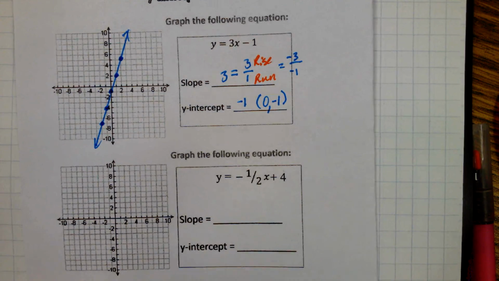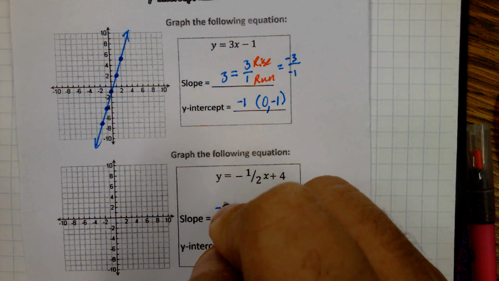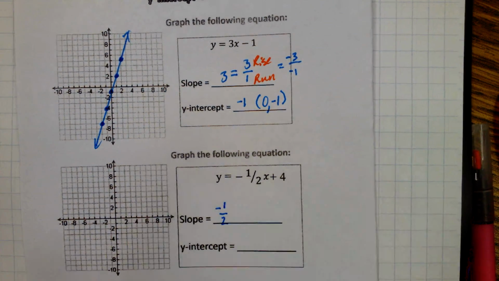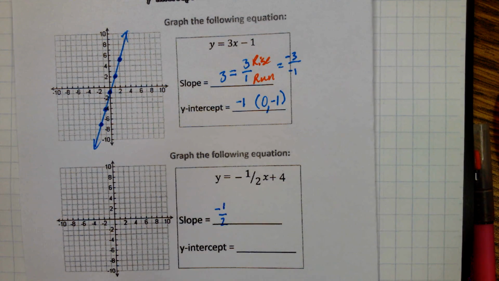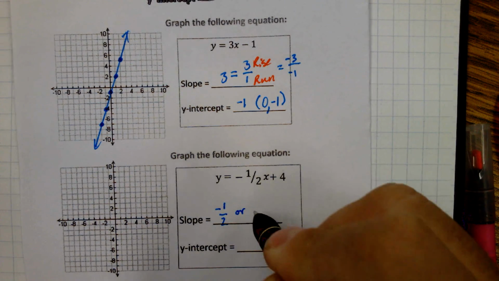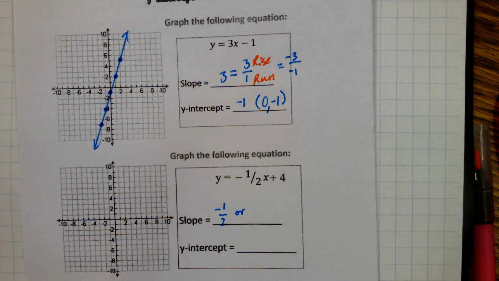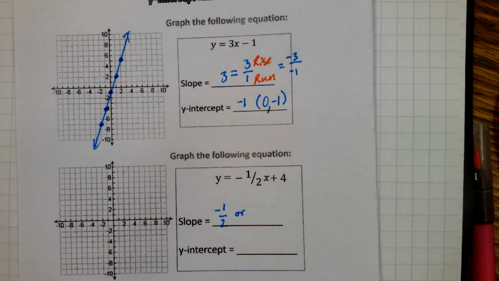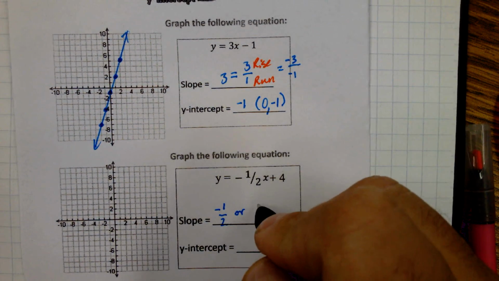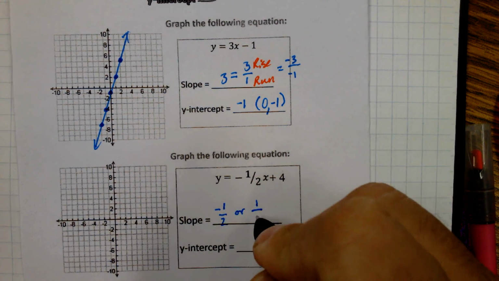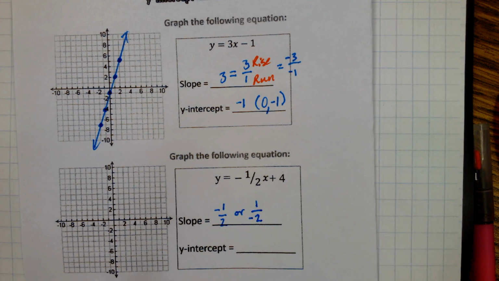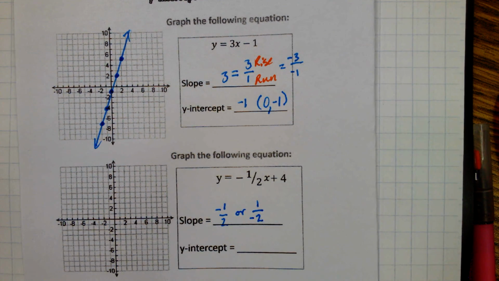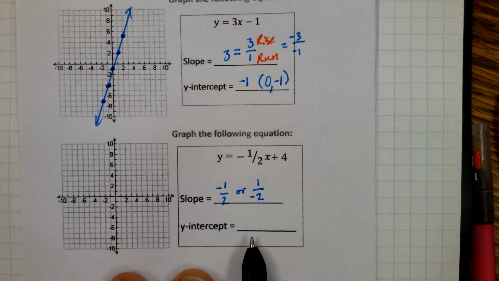My slope number is negative 1 over 2. That's a negative number, right? What's another way of getting a negative number when you divide? I could do negative divided by positive or positive divided by negative. Either way, you get a negative. The reason I'm doing that is to show you something. Okay, what's my y-intercept number?